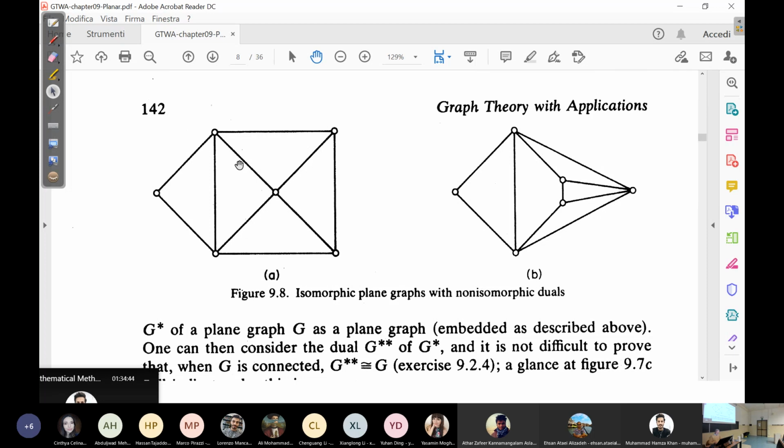Here. You can find an isomorphism between these two. That means that you can put names here, A, B, C, and here A prime, B prime, C prime, so that if A and B are joined by an edge here, A prime and B prime are joined by an edge here, okay? Find by yourself this isomorphism. It's actually very easy.